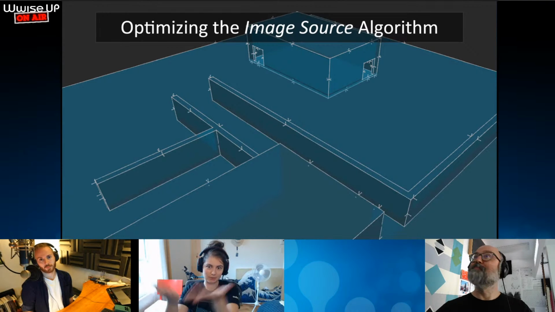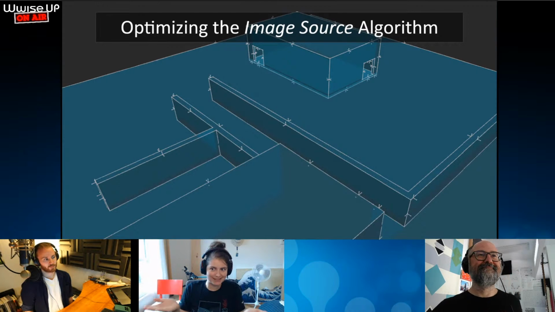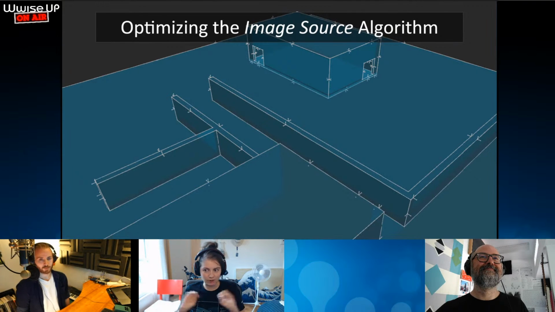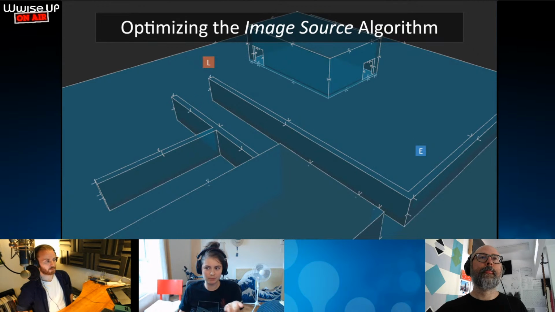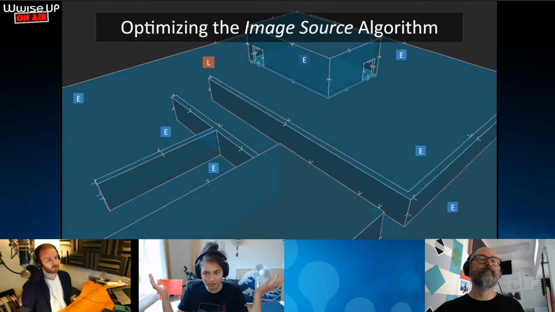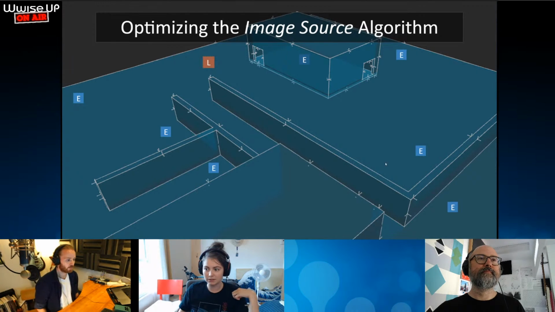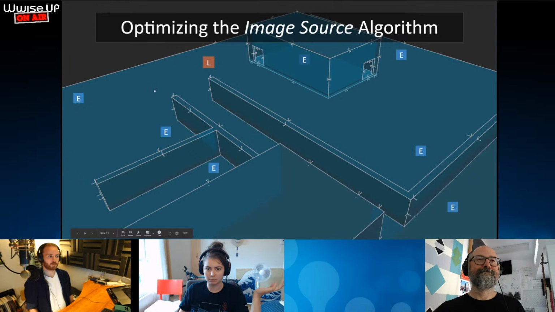And that brings me to this image here. You can see optimizing the image search algorithm. Before 2019.2, we were just calculating all the image sources of all the emitters. But maybe you don't only have a listener and an emitter. Maybe you have a lot of emitters everywhere. And then we would calculate all the image sources of all of those with respect to the geometry. For example, here the blue surfaces are all the geometry we sent to Steam Audio.